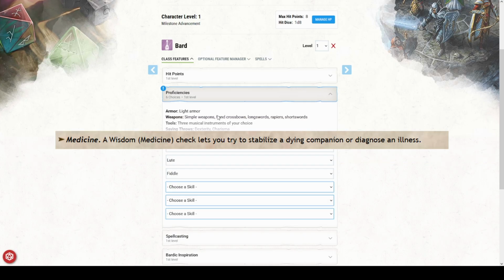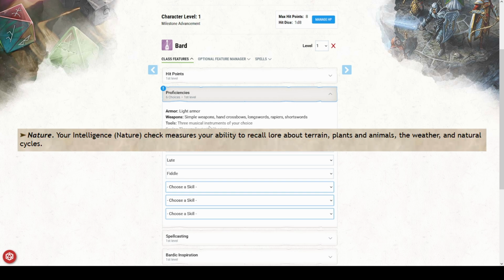Medicine. This is fixing someone up. This is slapping on bandages and treating for shock by bending their legs and giving them hot cocoa and a blanket.